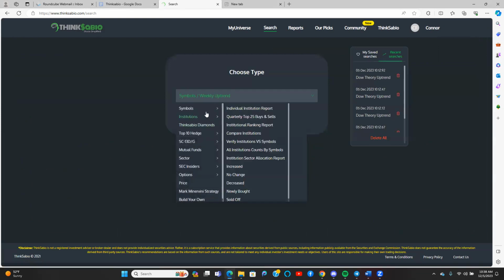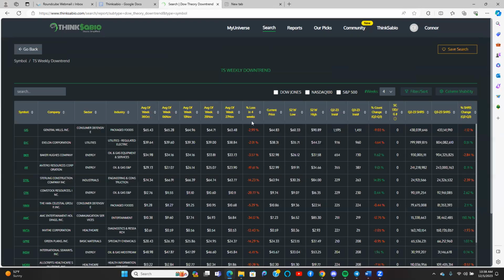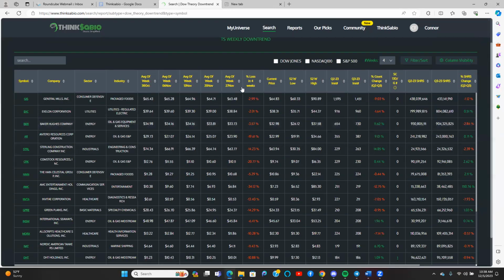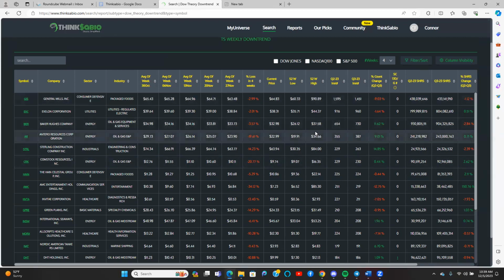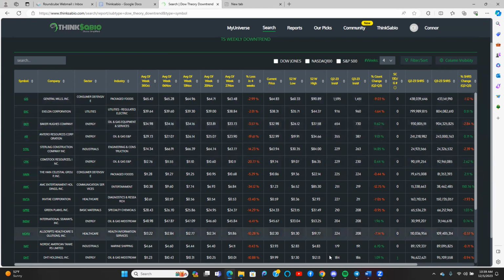From here, we'll look at the weekly downtrend report. This format is pretty similar, but it's in reverse. It shows the stocks that have had a loss over the last set of weeks. So from here, you've got those set of weeks previous to this current week, the percent loss, and then the current price, and then you look at the 52-week low and the 52-week high. And I think what this does is help you see where the current price is, what's led up to this, and how it stacks up over the last year or so. So it's good to get that context.